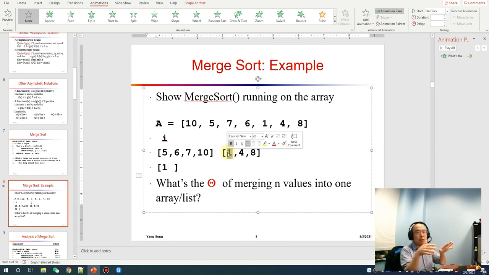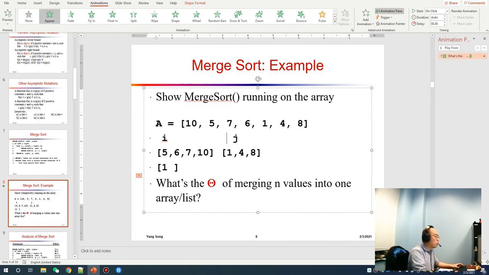1 is put into the final list. Now I want to move J to the next value. And then I do another comparison. I and J, which one is smaller? And I find that J is smaller again, so 4 goes here. And then I want to move the J cursor down by 1 again.